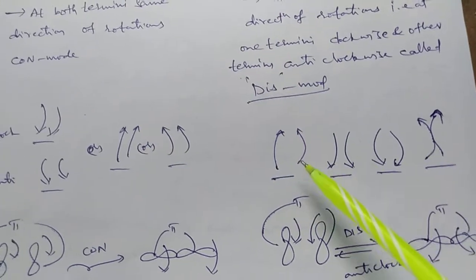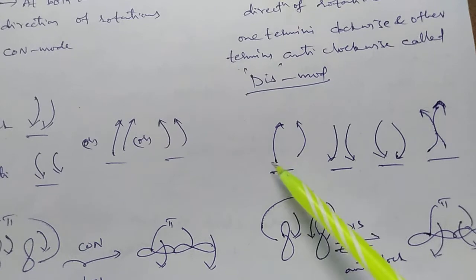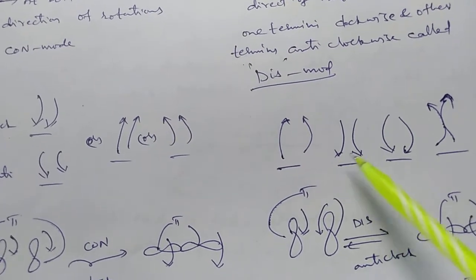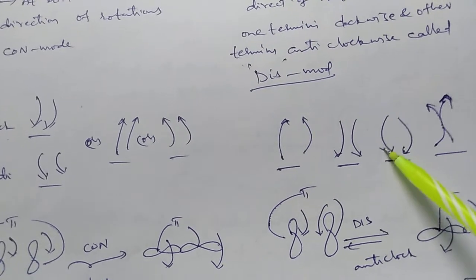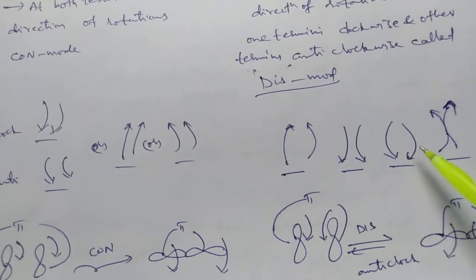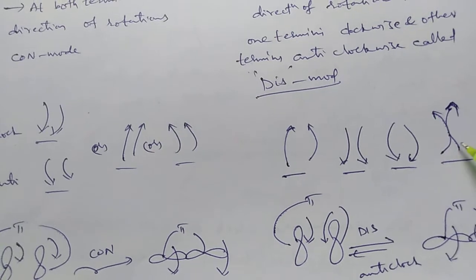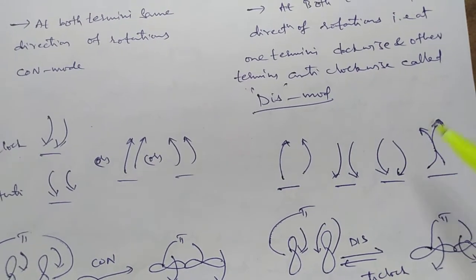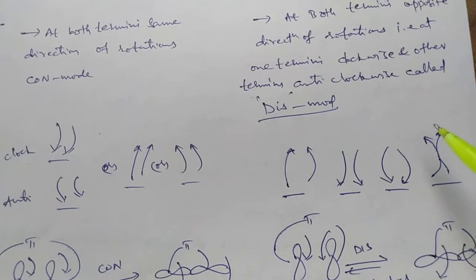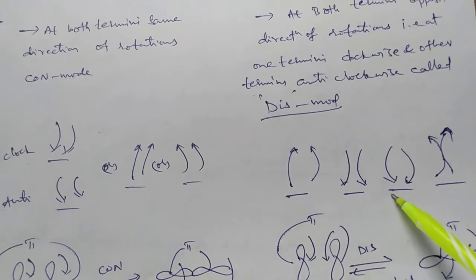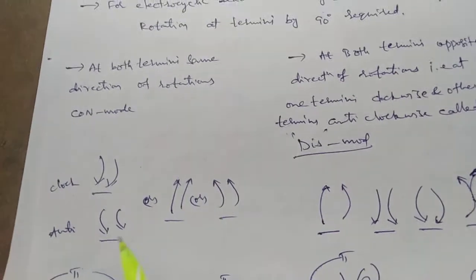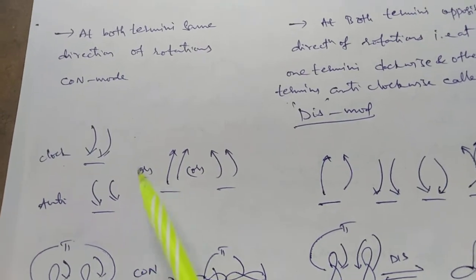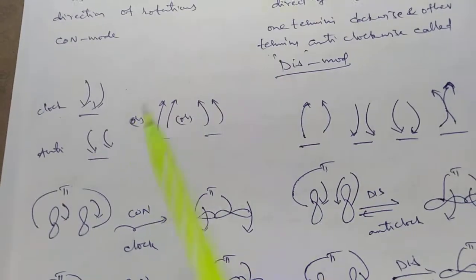Like this, we have 4 kinds. 1, 2, 3, 4: clockwise direction, anti-clockwise direction; anti-clockwise direction, clockwise direction. So in both termini, we have opposite direction. It is said to be dis mode. But if they have the same direction, like clockwise or anti-clockwise, it is said to be con mode of rotation.